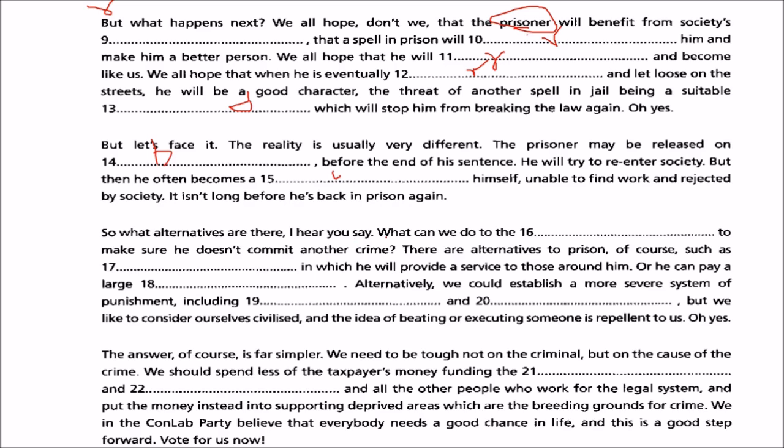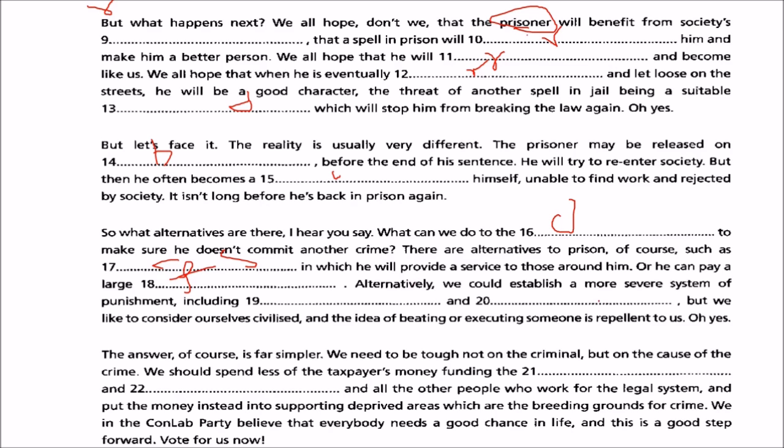What can we do to the offender? We can add rehabilitate to make sure he doesn't commit another crime. There are alternatives to prison, of course, such as punishment. We can have community service, in which he will provide a service to those around him, or he can pay a large fine.